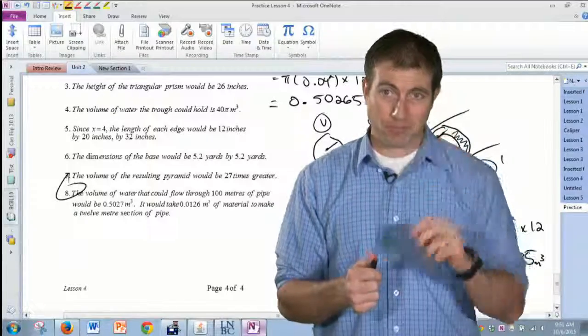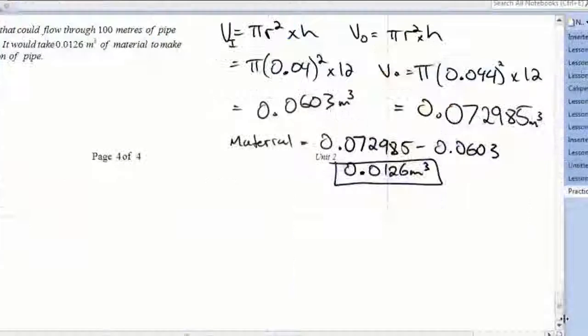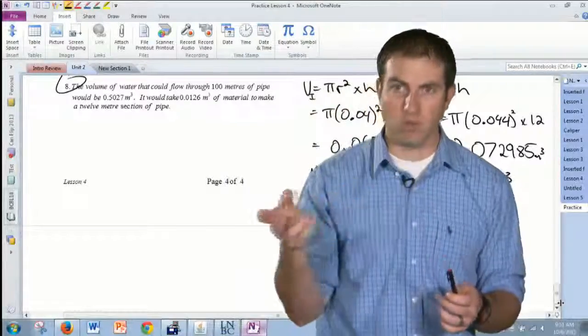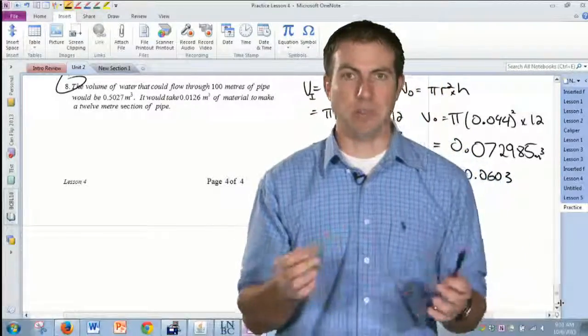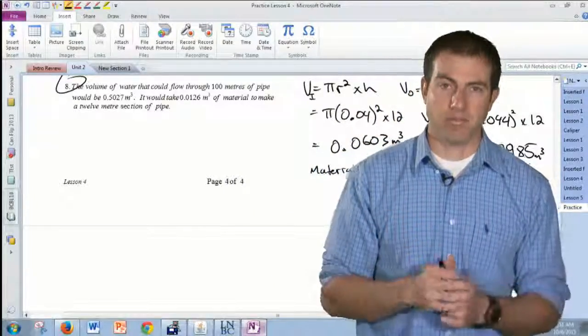So what's the answer? Sorry, I'll just scroll down a little bit. 0.0126 meters cubed was the answer. So we take the outside and we subtract the inside. And Taylor, if you get 0.0125 and you're off by a very minuscule amount, don't worry about it. You're close enough. Again, it's rounding.